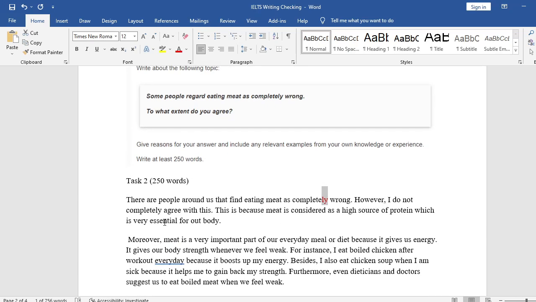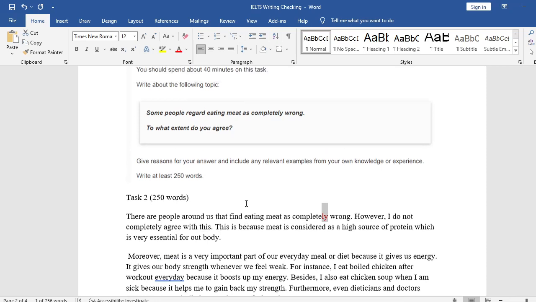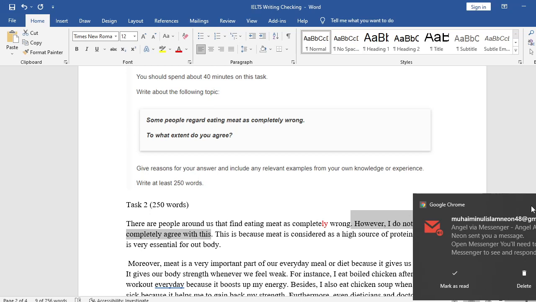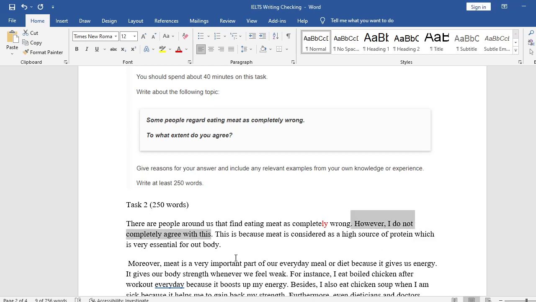However, I do not completely agree with this. So here she is specifying her stance, that she doesn't completely agree to this statement. Okay, so this is good that she is clarifying what her stance is from the very beginning. This is because meat is considered as a high source of protein, which is very essential for our body. So again, there is a careless mistake here. It should be our body.